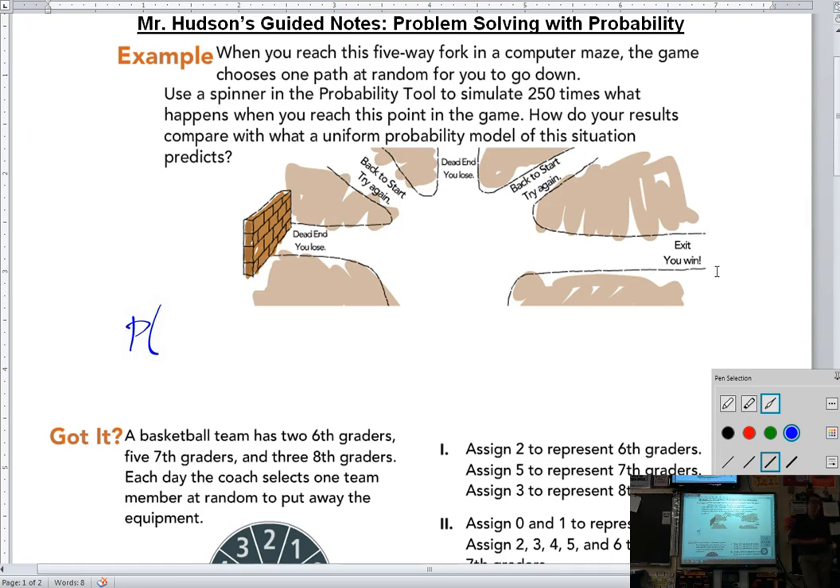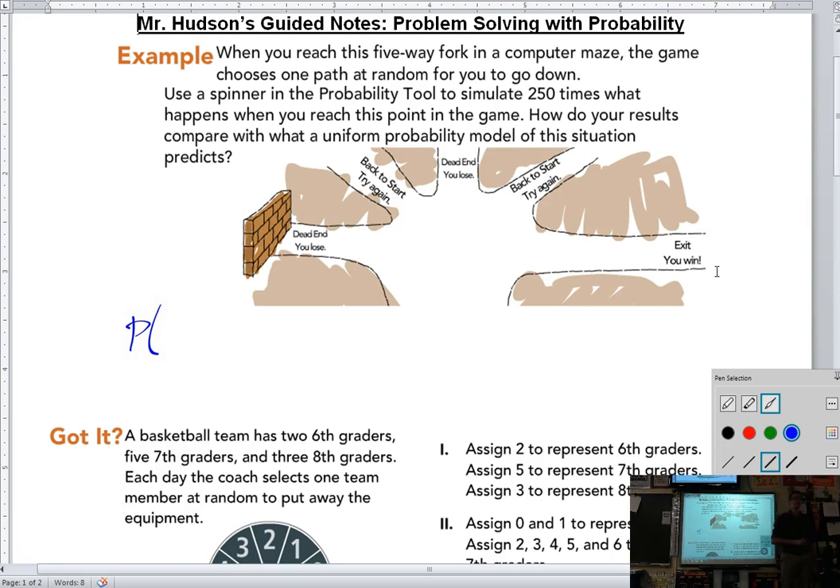Jeremiah? I think there's 5 options, because you can go dead end, the exit, back to start, the dead end, and... you sound a little redundant this morning, and I mean that in the nicest way possible. You're repeating yourself. Why? Because there's the same option more than once. So are those different outcomes? No. So are there 5 outcomes? No. There are 5 possible results of the spinner, but there aren't 5 outcomes.